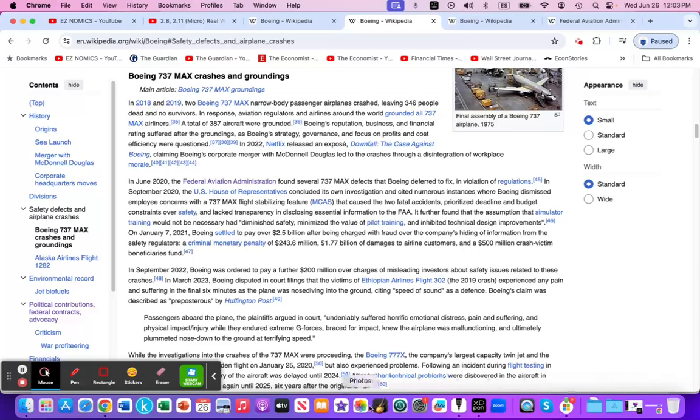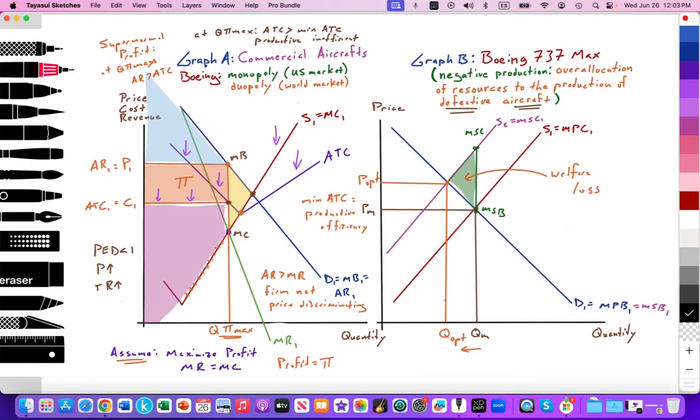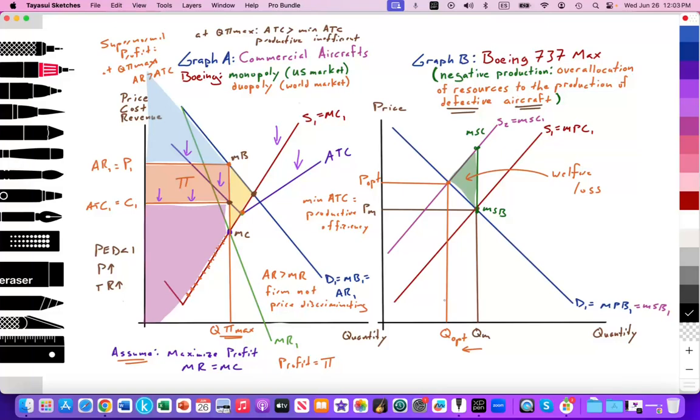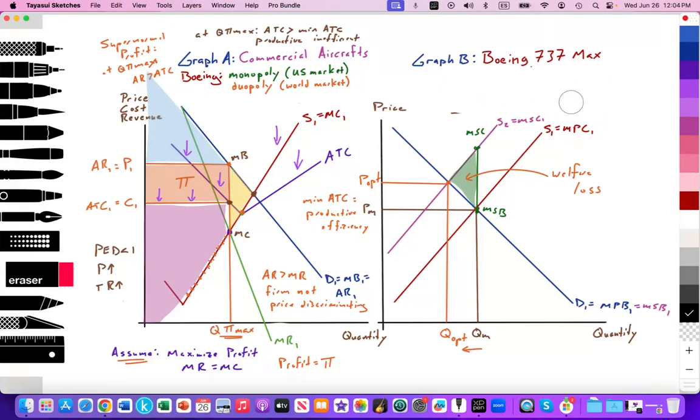So let's get to our model and link it to asymmetric information. So again, on the left side here, we have our illustration of Boeing as a monopoly. I'm not going to graph and analyze this again. And we connected it to graph B, Boeing 737 MAX as a negative production externality. Now we're going to change this and make it into asymmetric information. All right. And I'll label this graph C, so it's going to be separate from graph B here, where we're linking it to negative production.